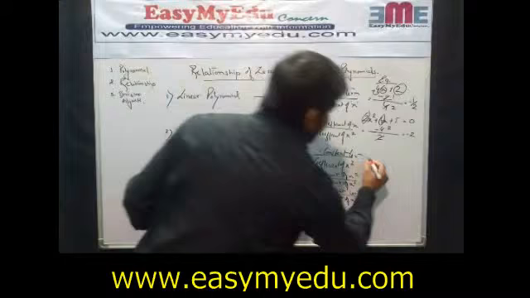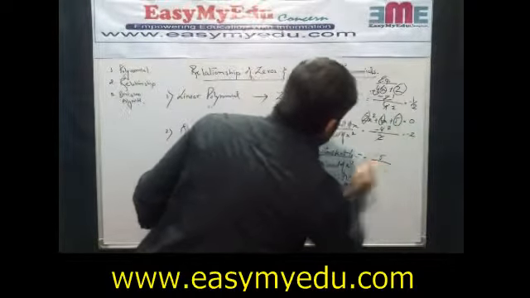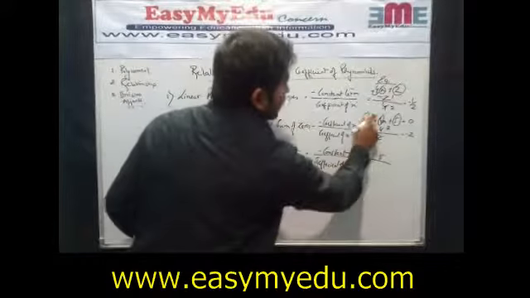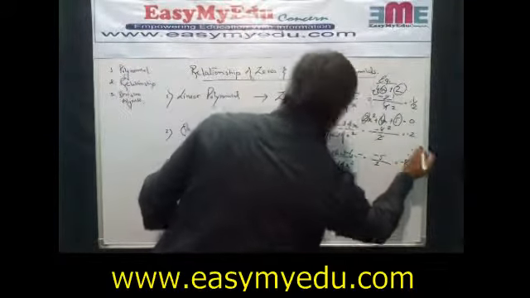The next one is the product of zeros, which is equal to the constant term by the coefficient of x square. The constant term here is 5 and the coefficient of x square is 2. So here the answer comes 5 by 2.